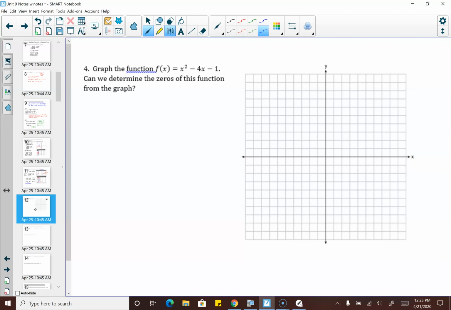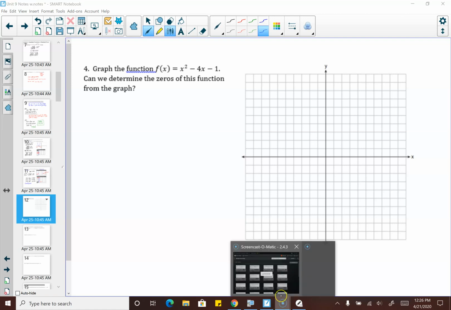For number 4, graph the function f of x equals x squared minus 4x minus 1. Can we determine the zeros of this function from the graph? So what I'd like you to do is pause the video for a second and graph this function and see if you can answer that question.